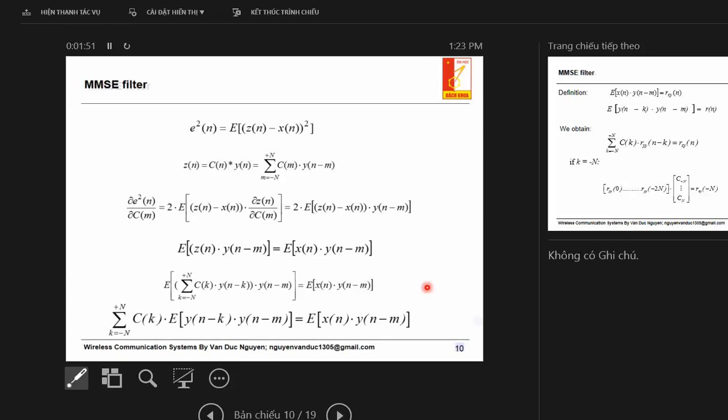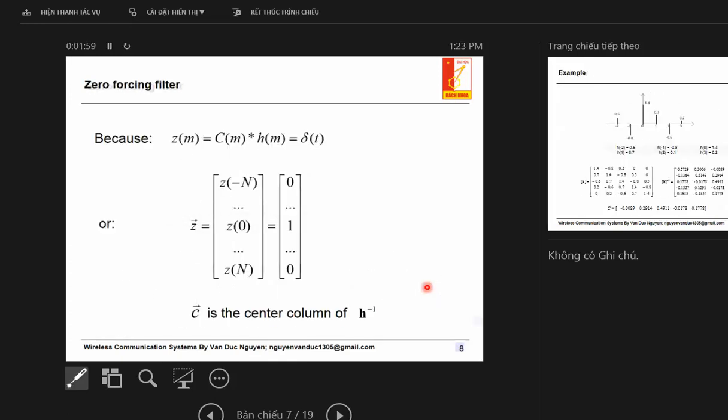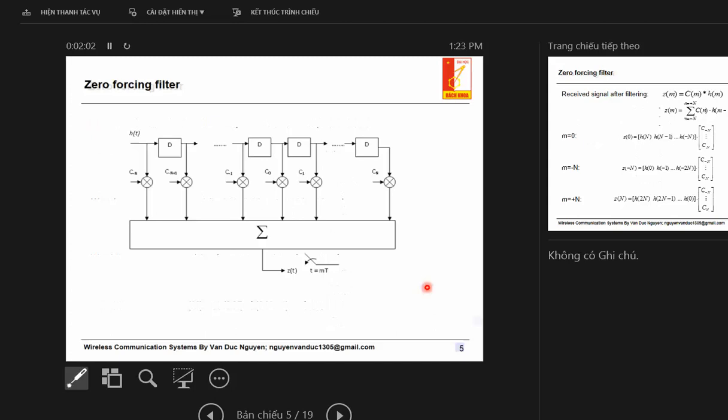And how do we develop this? What is important is how we calculate the filter coefficients. The structure of the filter is similar to the zero forcing filter. In this case, we also use the finite impulse response filter. So the structure of the filter is a digital filter. It consists of a number of filter taps, and each filter tap has a delay element. Here is one delay, here another delay, and here is the filter coefficient.